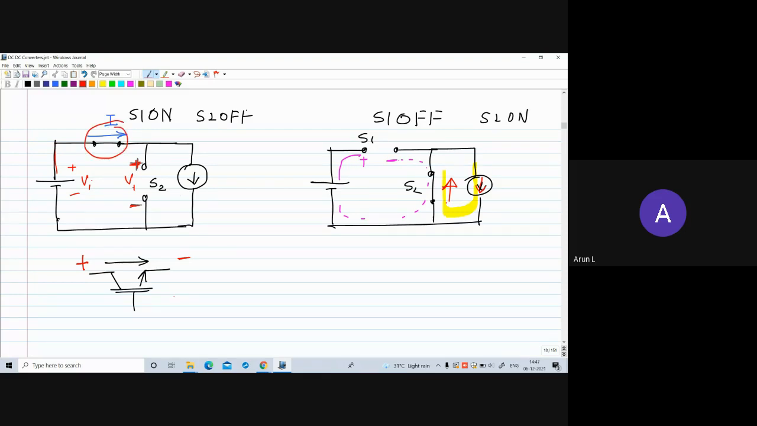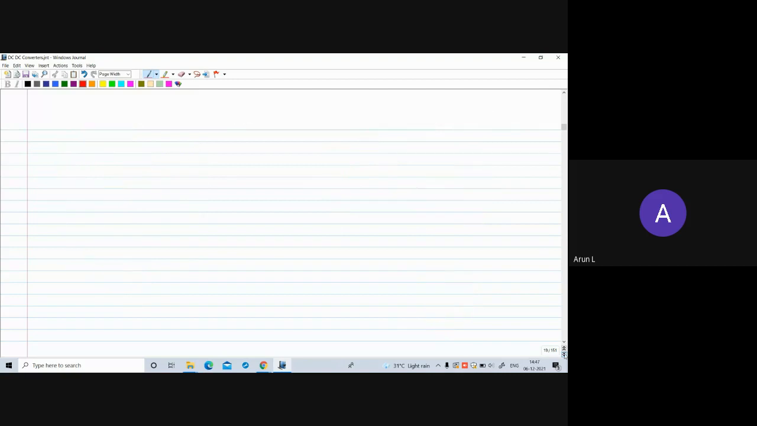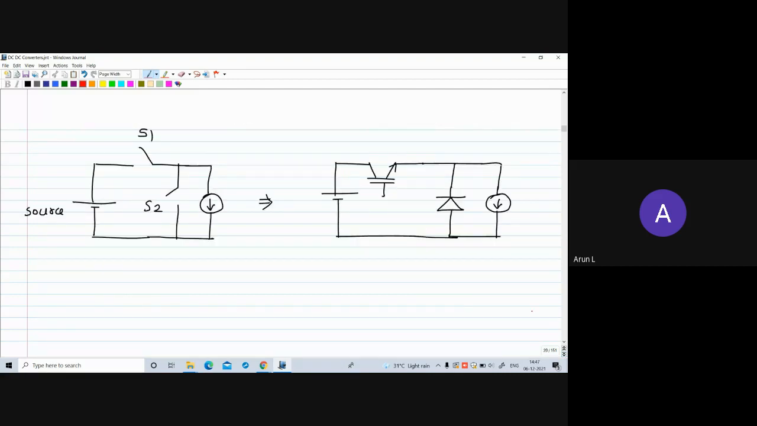And if you look at S2, S2 has to block voltage with the plus minus like this, and S2 has to conduct current in the upward direction. So if you use a diode like this, diode can conduct current in the upward direction, and diode can block voltages with the cathode positive and anode negative reverse voltage. So that will satisfy these requirements. So if I have replaced this S1 by an IGBT and S2 by a diode, the circuit looks like this.